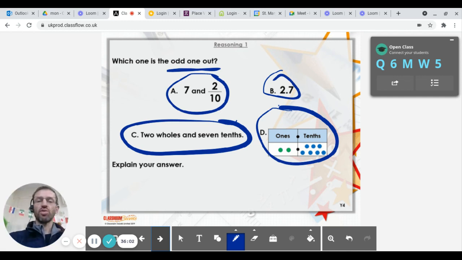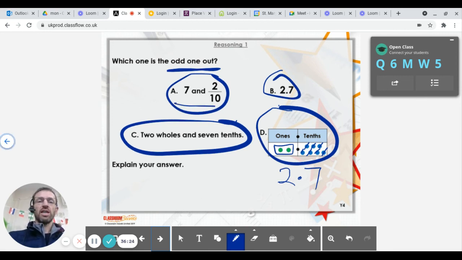And D is shown on a place value grid, and you've got the ones. In the ones column here, you've got 2 of them. So we could say that's 2 ones. And the tenths column, we count them: 1, 2, 3, 4, 5, 6, 7 of them. 2.7.